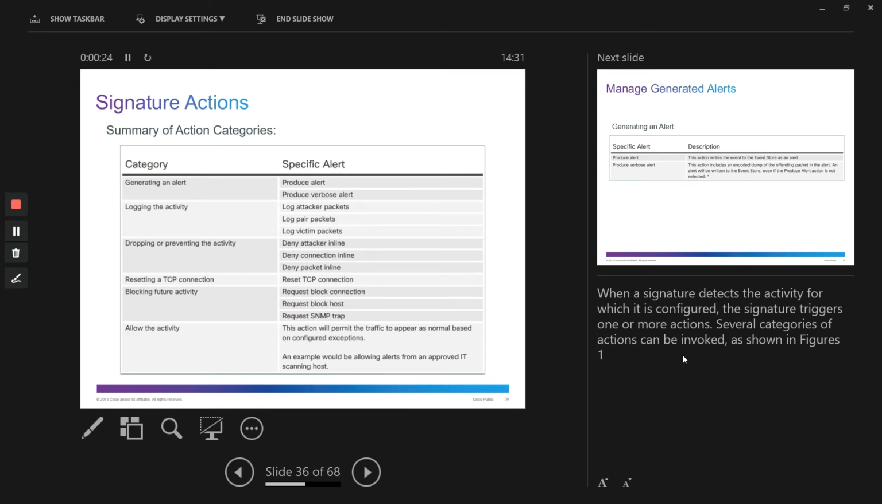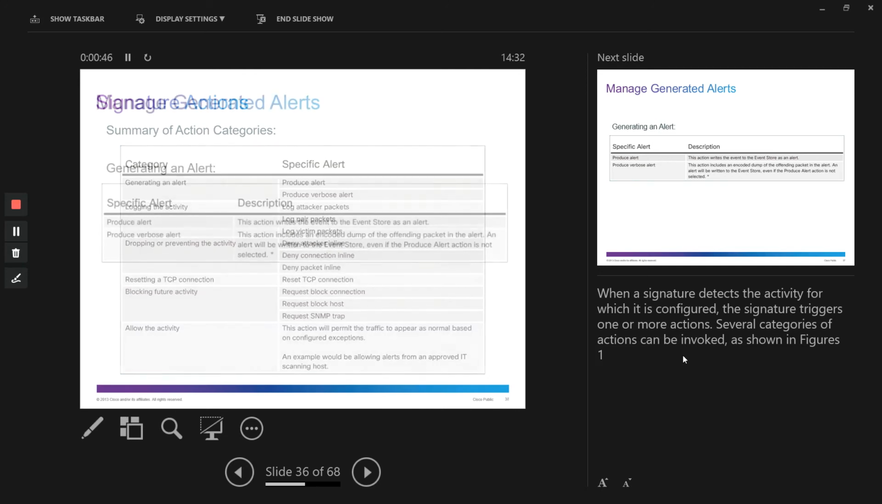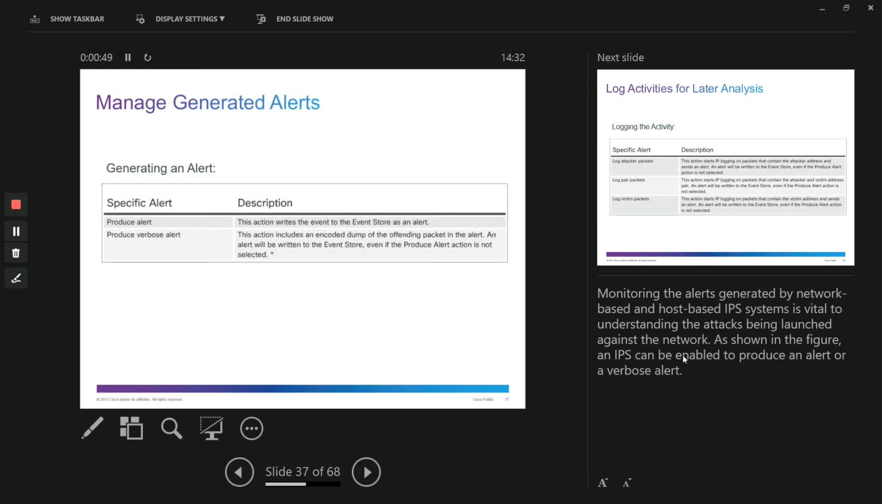For example, generating an alert, where the alert is produced, or logging the activity, or dropping or preventing the activity, or resetting a TCP connection, blocking future activities, or allowing activities. We're going to look at all of these actions one by one, starting with generating an alert. Monitoring the alerts generated by a network-based or host-based IPS system is very important to understand the attack being launched against the network.